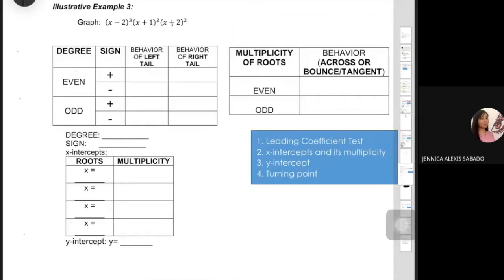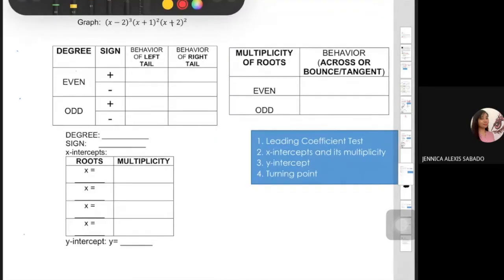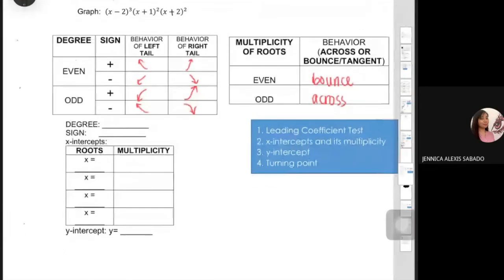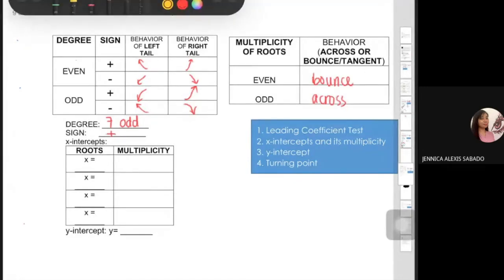1. Sa cheat sheet natin, so in this case, if the polynomial is in factored form, all we need to do is to add the exponents of these factors. 3 plus 2 plus 2. It gives you 7. Therefore, this is an odd degree of polynomial. Next, check the sign. So since lahat naman yan positive, you just put positive. So, titignan uli natin. On your cheat sheet, we know that the odd positive is down up. So, that's how the tails look like.